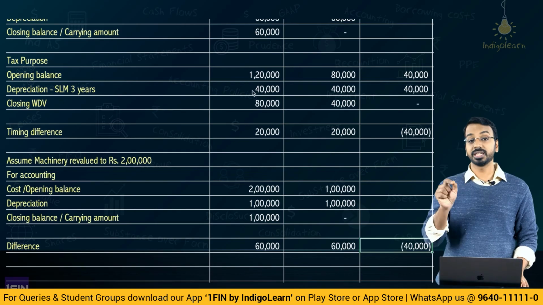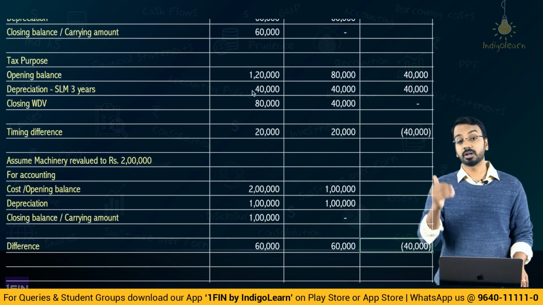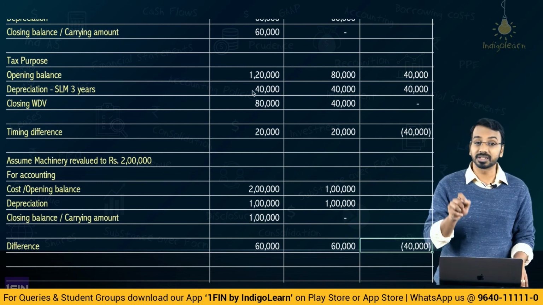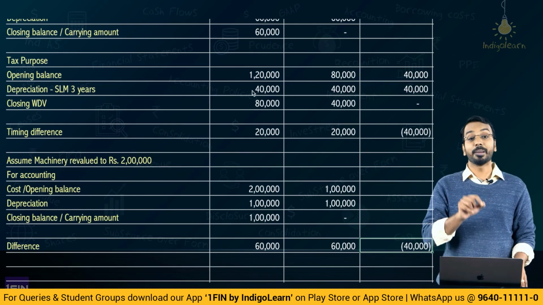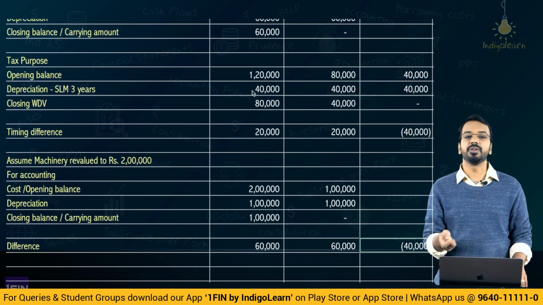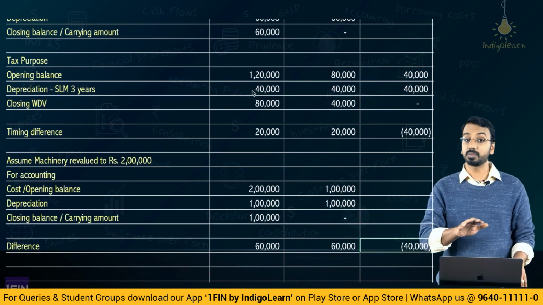Okay. So, the thing that you have to understand, though not again important for the examination, but for a conceptual understanding: timing difference is when the difference reverses in a subsequent period. Temporary difference includes timing difference, but also includes other differences which do not reverse subsequently. Now, can I say this is a permanent difference? It's not a permanent difference.